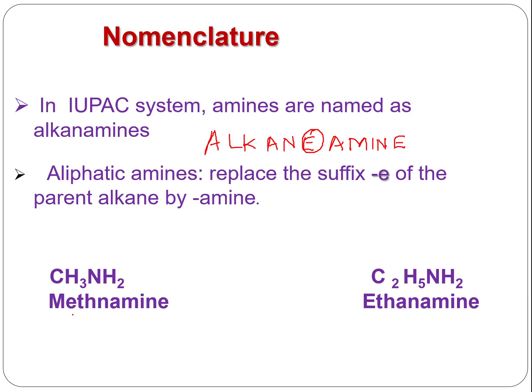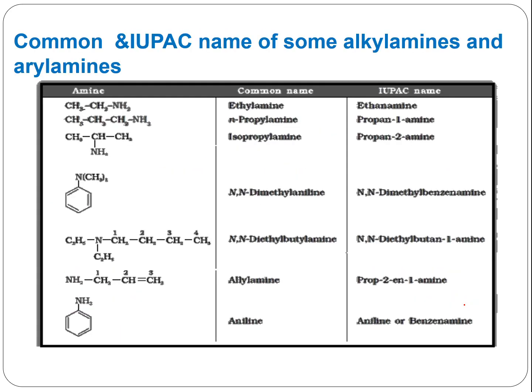Here for example there is CH3NH2, so the name of the compound will be methane. E should be substituted by amine, so it is called methanamine. And for ethane, E should be substituted by amine, so it is called ethanamine. In the IUPAC system, the alkane's E is substituted by the amine. So these are some of the examples of amines.